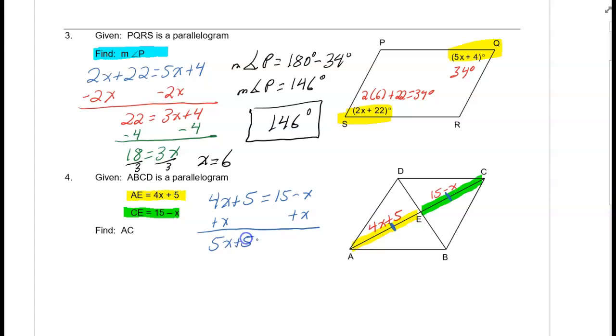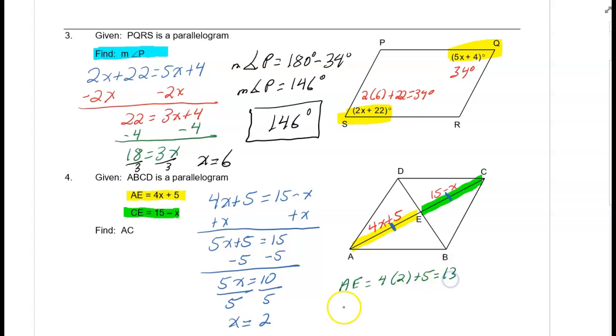5x plus 5 is equal to 15. Take away 5 from both sides. 5x is equal to 10. Divide by 5. And we get x is equal to 2. At this point, I need to substitute in. So AE will be 4 times 2 plus 5, which is 13. EC is going to be 15 minus 2, which is 13. And that's a nice check because they are equal.